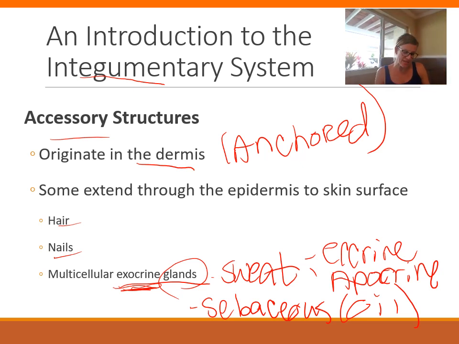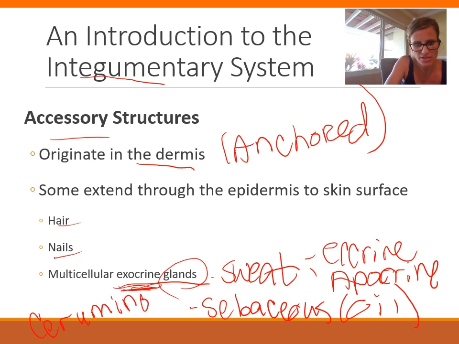Also included in the integumentary system are what we call ceruminous glands. They make cerumen. Cerumen is just earwax, and that gets released onto the skin surface in the ear to protect the eardrum. Right? So all of these things are considered accessory structures that are part of the integumentary system.